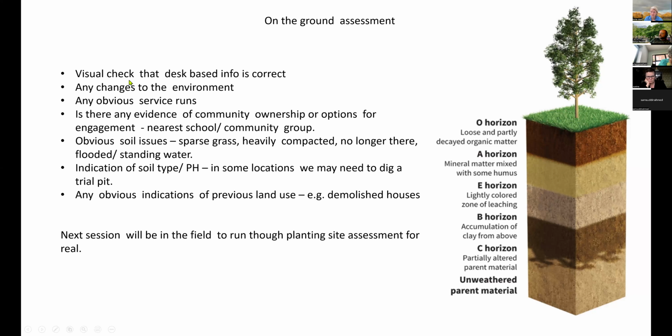So, yeah, that was, I suppose, a bit of a quick run through there. I see there's some questions in the chat we'll come to. But these are the sorts of factors that we need to be considering when going out and considering sites for tree planting locations. What we said we'll do is in the next session we're going to be out in the field to run through actually doing some tree planting site assessments.